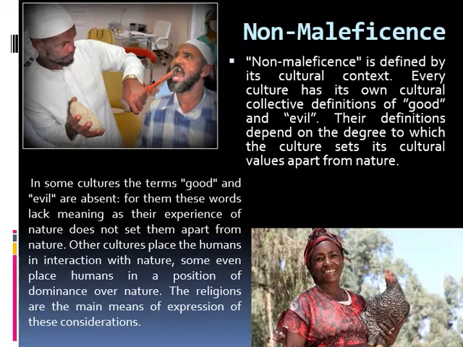Non-maleficence is defined by a cultural context. Every culture has its own cultural collective definitions of good and evil. Their definitions depend on the degree to which the culture sets its cultural values apart from nature. In some cultures, the terms good and evil are absent. For them, these words lack meaning, as their experience of nature does not set them apart from nature. Other cultures place humans in interaction with nature. Some even place humans in a position of dominance over nature. The religions are the main means of expression of these considerations.